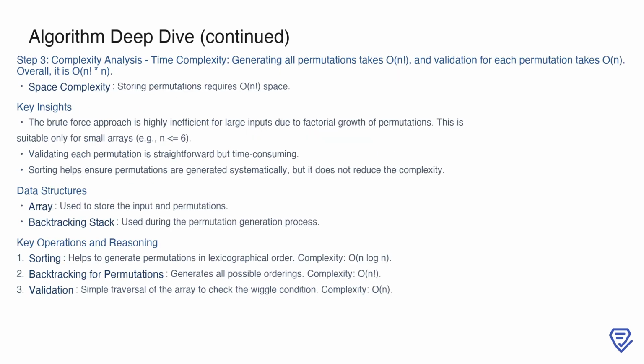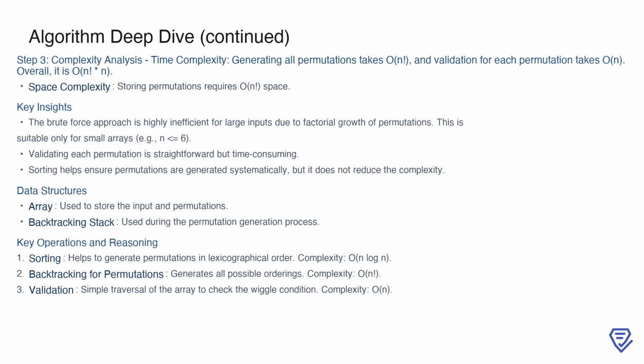When analyzing the complexity of this brute force approach, we see that generating all permutations requires O(n!) time, where n is the size of the array. Additionally, validating each permutation takes O(n) time, resulting in an overall complexity of O(n! * n). In terms of space, storing all permutations also requires O(n!) space. These factors make the brute force approach impractical for larger arrays, as the factorial growth quickly becomes unmanageable. However, it is feasible for small input sizes, such as arrays with 6 elements or fewer.